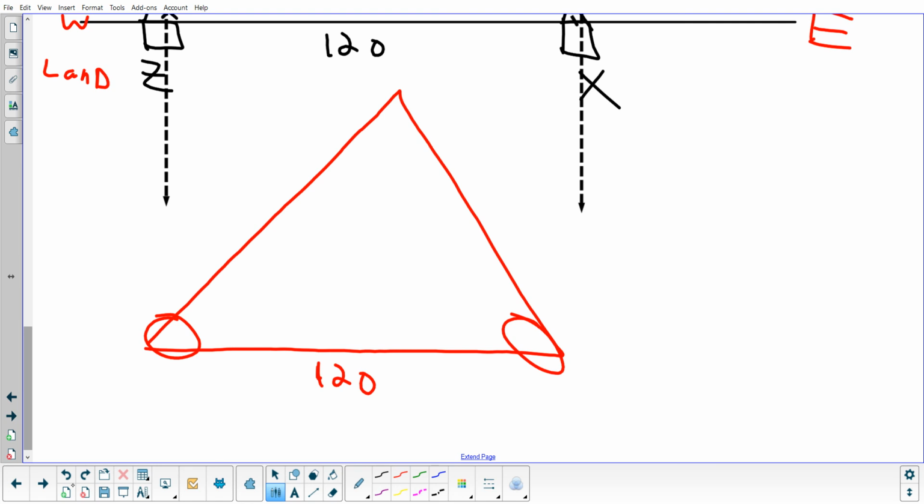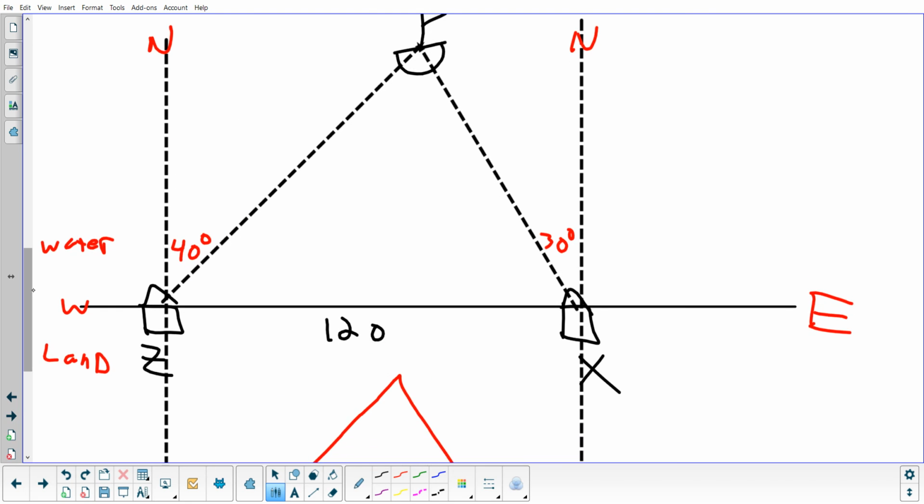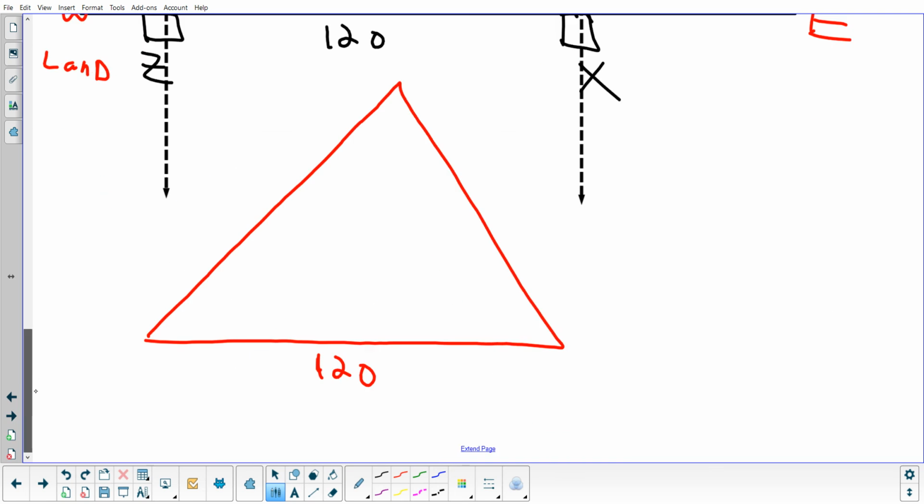I would like to know those 2 angles. I wasn't given those 2 angles, but based on what I have here, it should be pretty easy to find them. Yep. 90 minus 40, 90 minus 30. Yep, so how much is the one in the lower left? So 50. 50 and 60.